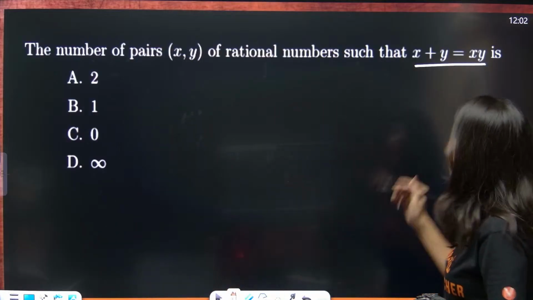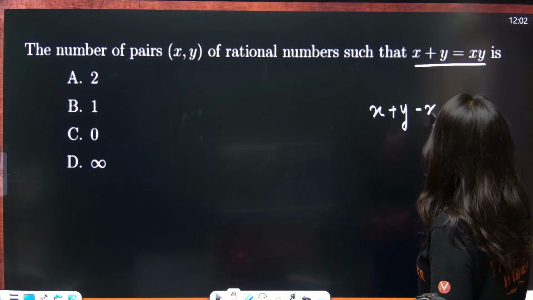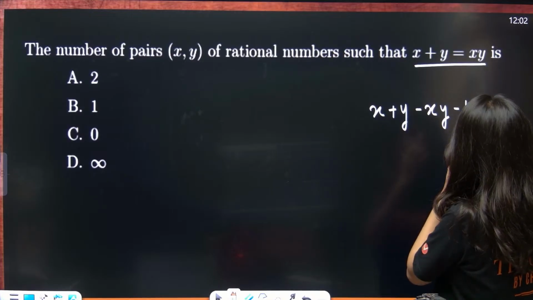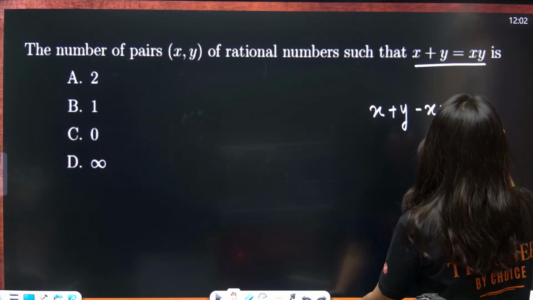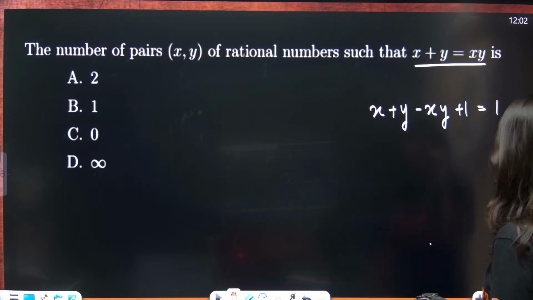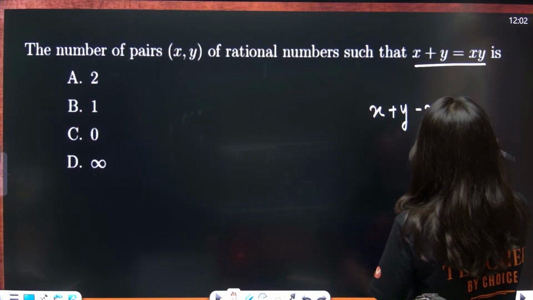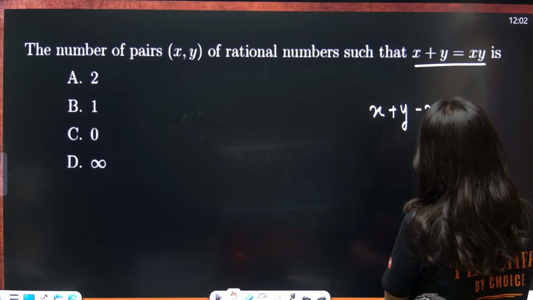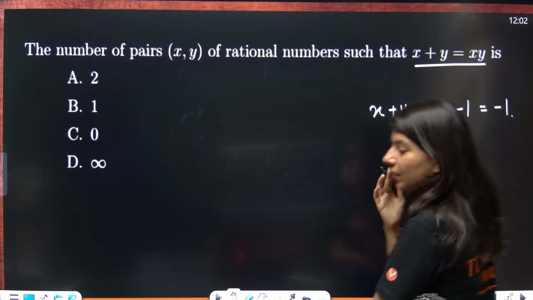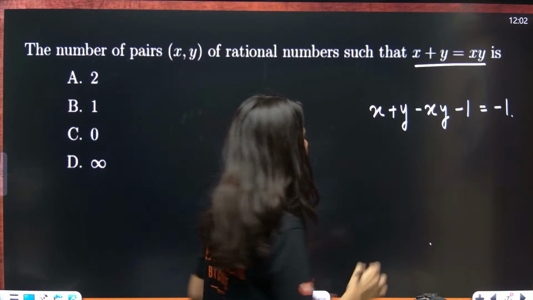So for that I have a different technique: x plus y minus xy minus 1 is equal to negative 1. So what I have done is I have just subtracted 1 on both sides.